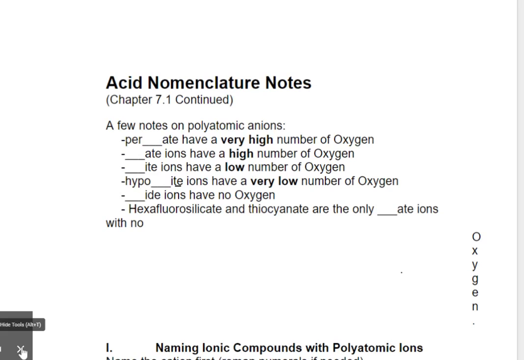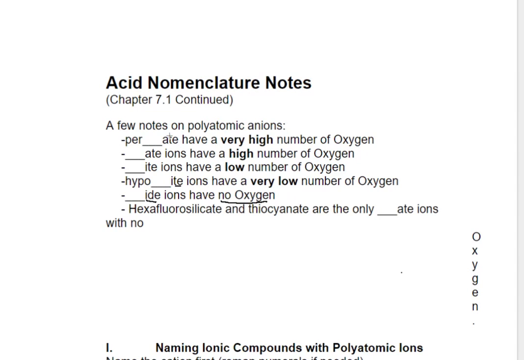Hi guys, I'm going to review the acid nomenclature notes from earlier today. So a few notes on polyatomic anions. I went over this in a previous video, but I want you to remember that the per-ate ions have a very high number of oxygens. The ate ions have just a high number. Ite has a low number of oxygens, and hypo-ite has a very low number of oxygens. And then lastly, anything that ends with ide typically has no oxygen, with a few exceptions.